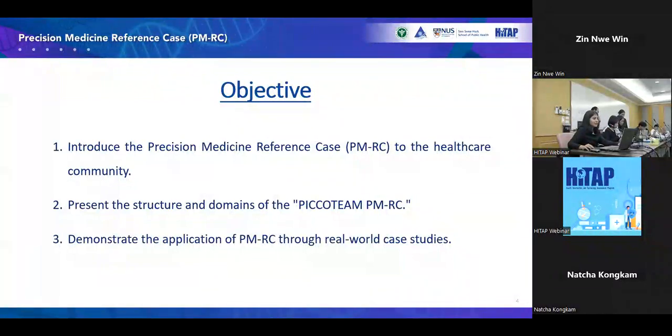So the objective of this webinar is that we want to introduce the precision medicine reference case to the healthcare community, present the structure and domains of the PICOTEAM precision medicine reference case, and demonstrate the application of the precision medicine reference case through real-world case studies.